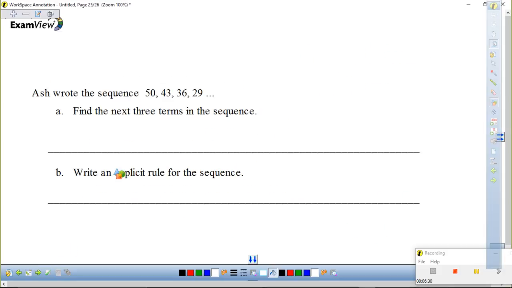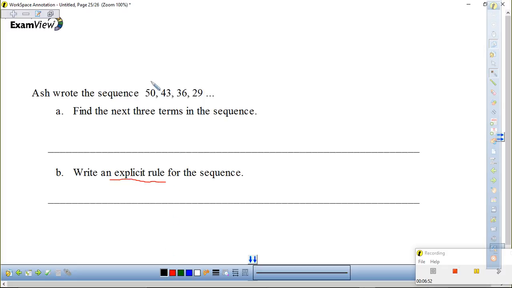It says, Ash wrote the sequence 50, 43, 36, and 29. Find the next 3 terms in the sequence and write an explicit rule. Okay, this one, we covered this, but we focused more on recursive rule. But we did remember we started with explicit rule? So check this out. Let's write an explicit rule. Explicit. Let's do that first.